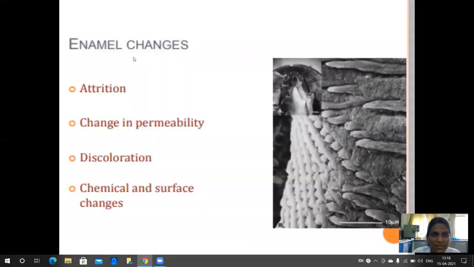In enamel changes, enamel is the outermost layer of the tooth. The second layer is dentin, and the third, innermost layer is pulp. In enamel, the changes are attrition, change in permeability, discoloration, and chemical and surface changes.